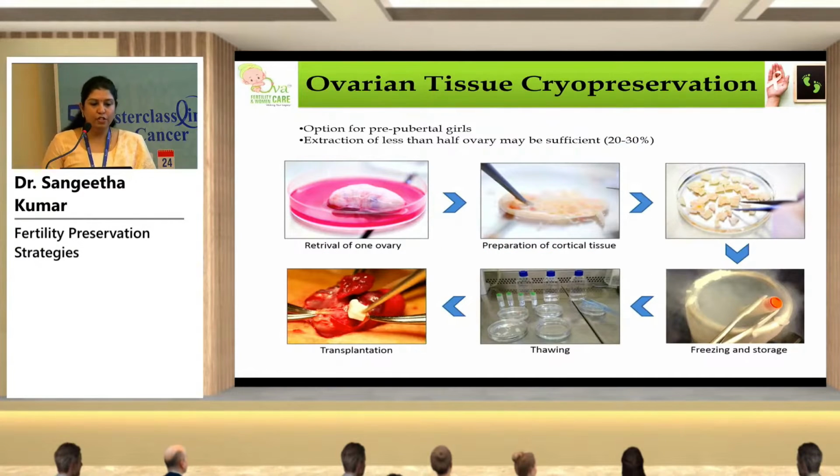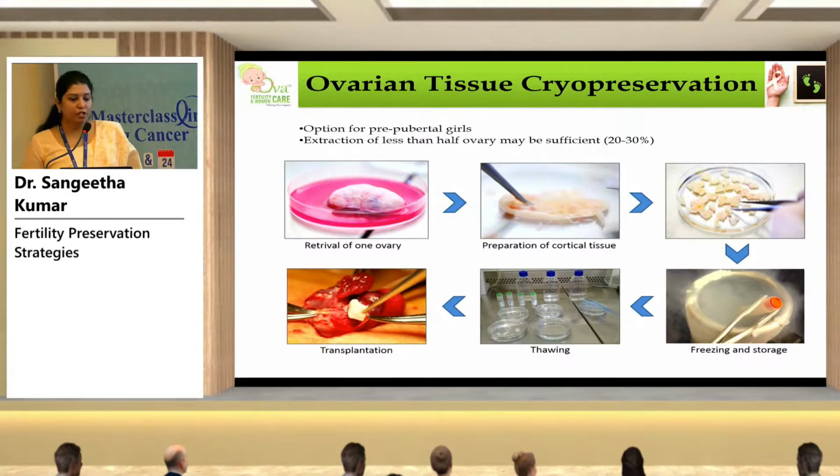Ovarian tissue cryopreservation is an option for prepubertal girls. For the extraction, we require very little; half the ovary may be sufficient, that is 20 to 30%. Once the ovary is retrieved, the cortical tissue is dissected and made into very thin strips, probably not more than 2 millimeters. They are placed on a steel rod kind of carrier and plunged into liquid nitrogen. Later, whenever we require, we thaw them with different media and they are transplanted.